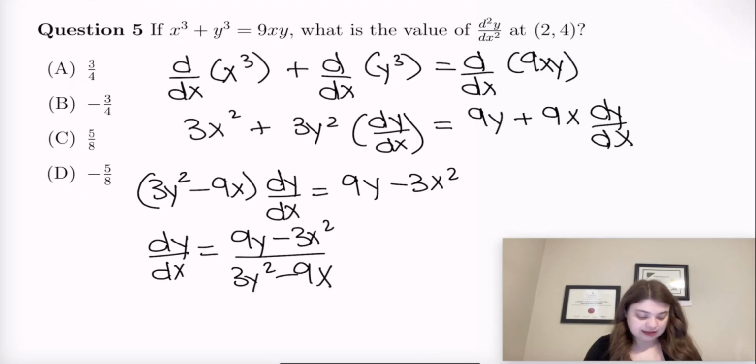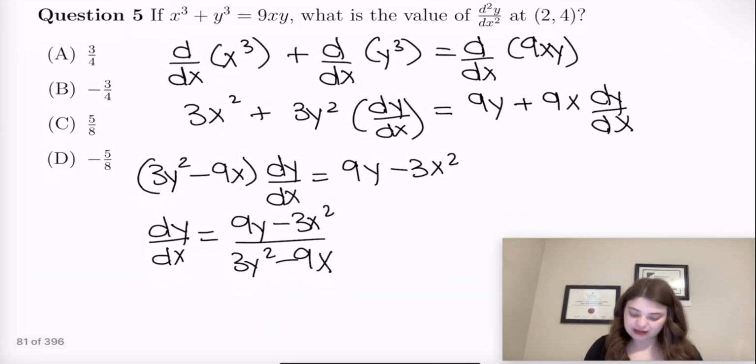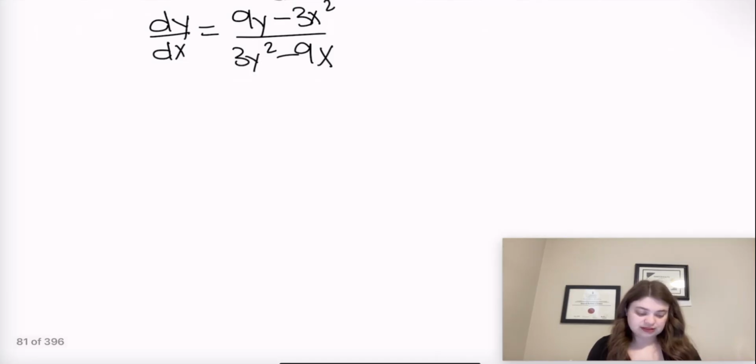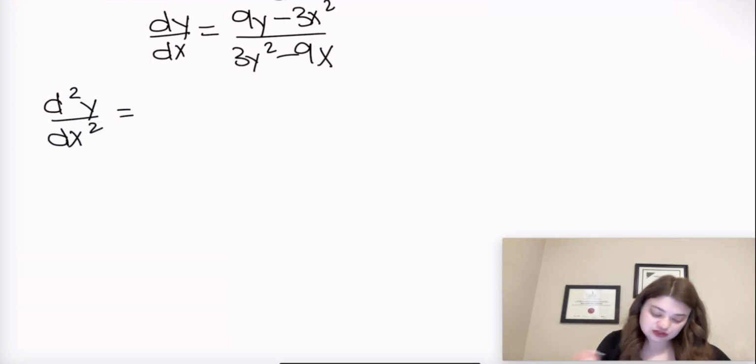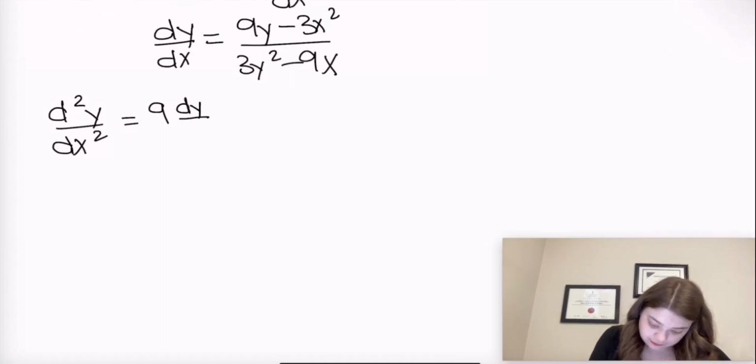Okay, next thing I'm going to do is we're going to differentiate again and get the second derivative. And I'm going to do that using the quotient rule. So let's do that using the quotient rule here. So the quotient rule states, so first we have to do derivative of the top. So what's derivative of 9y minus 3x squared? Well, that's going to be 9 dy over dx minus 6x. So that's derivative of the top.